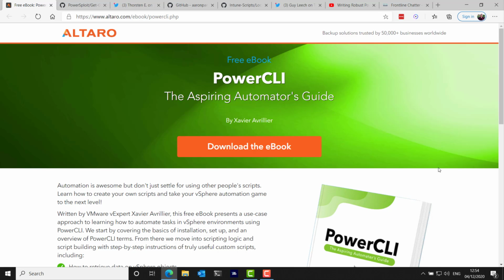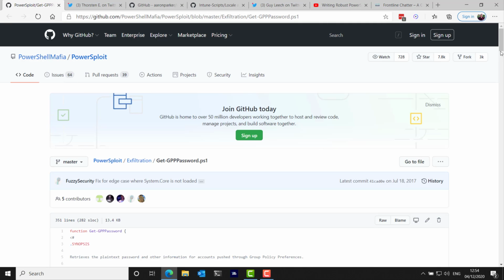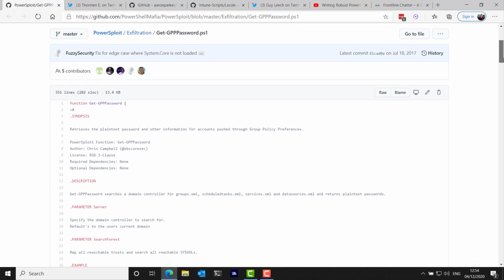He starts by covering the basics of installation, setup, and an overview of PowerCLI terms, and from there moves into scripting logic and script building with step-by-step instructions of some truly useful custom scripts, including how to retrieve data on vSphere objects, display VM performance metrics, how to build HTML reports and schedule them, basics on building functions, and more. Another week and some more tweets from Thorsten, who, by the way, you should follow on Twitter.